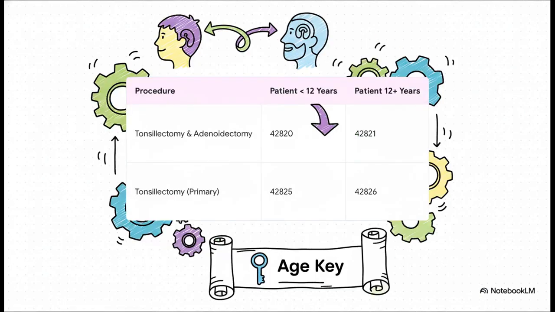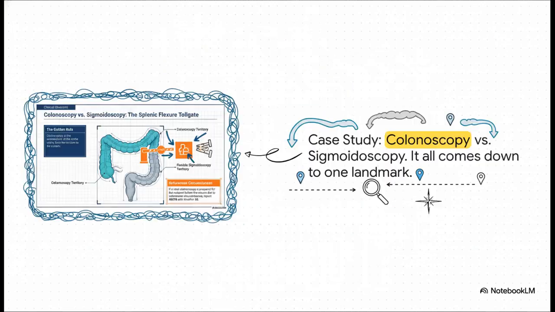Check it out. For a combined tonsillectomy and adenoidectomy, the code is 42820 if the patient is under 12, but it's 42821 for a patient who's 12 or older. Same procedure, different patient age, totally different code. This is the blueprint's age key in perfect action. Okay, on to the next case.